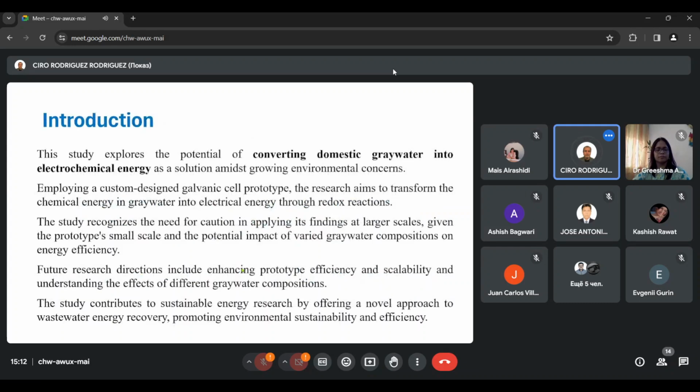Okay, and so in this study is explored the potential of converting domestic grey water into electrochemical energy. So as a solution amidst growing environmental concerns, a galvanic cell prototype is designed. The research aims to transform the chemical energy in the grey water into electrical energy through redox reactions. The study recognized the need for caution in applying its findings on a larger scale, given the prototype's small scale and the potential impact of varied grey water composition on energy efficiency. So this study contributes to sustainable energy research by offering a novel approach to wastewater energy recovery, promoting environmental sustainability and efficiency.